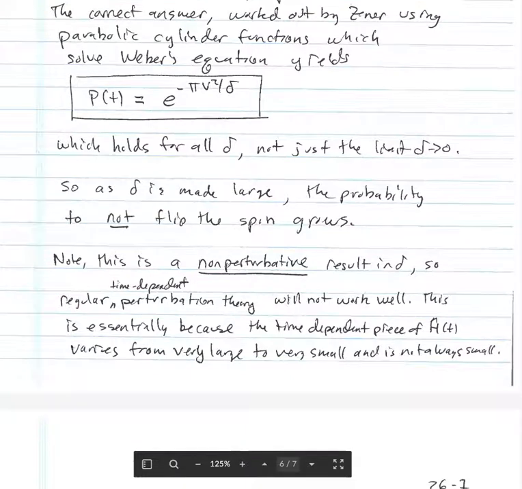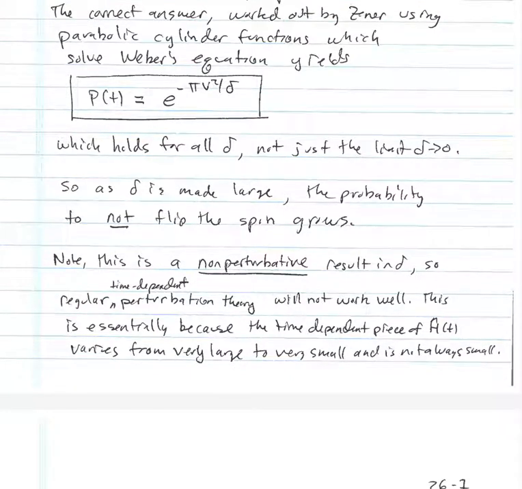Okay, so as delta is made large, the probability to not flip the spin actually grows. And this is a non-perturbative result in delta because it's going like an exponential of some number divided by delta. If you try to do a power series expansion of that or a Taylor series expansion of that, you find all of your Taylor series coefficients are 0, and there is no Taylor series expansion for it. So that's what those kinds of expressions are called non-perturbative results, because I cannot express them via a Taylor series expansion.